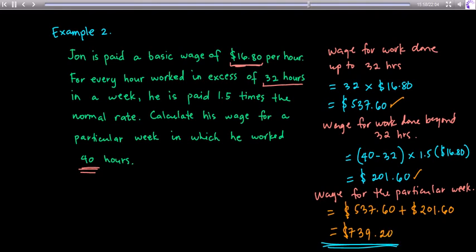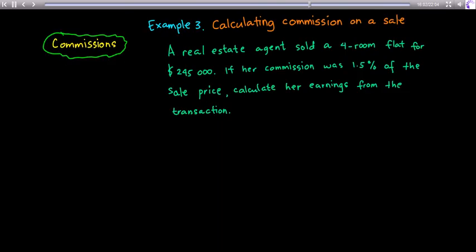Now let's proceed with the next one. We're having here commissions. Commission is one way of receiving an income. This is paid to an individual for making sales or whatever they're doing.